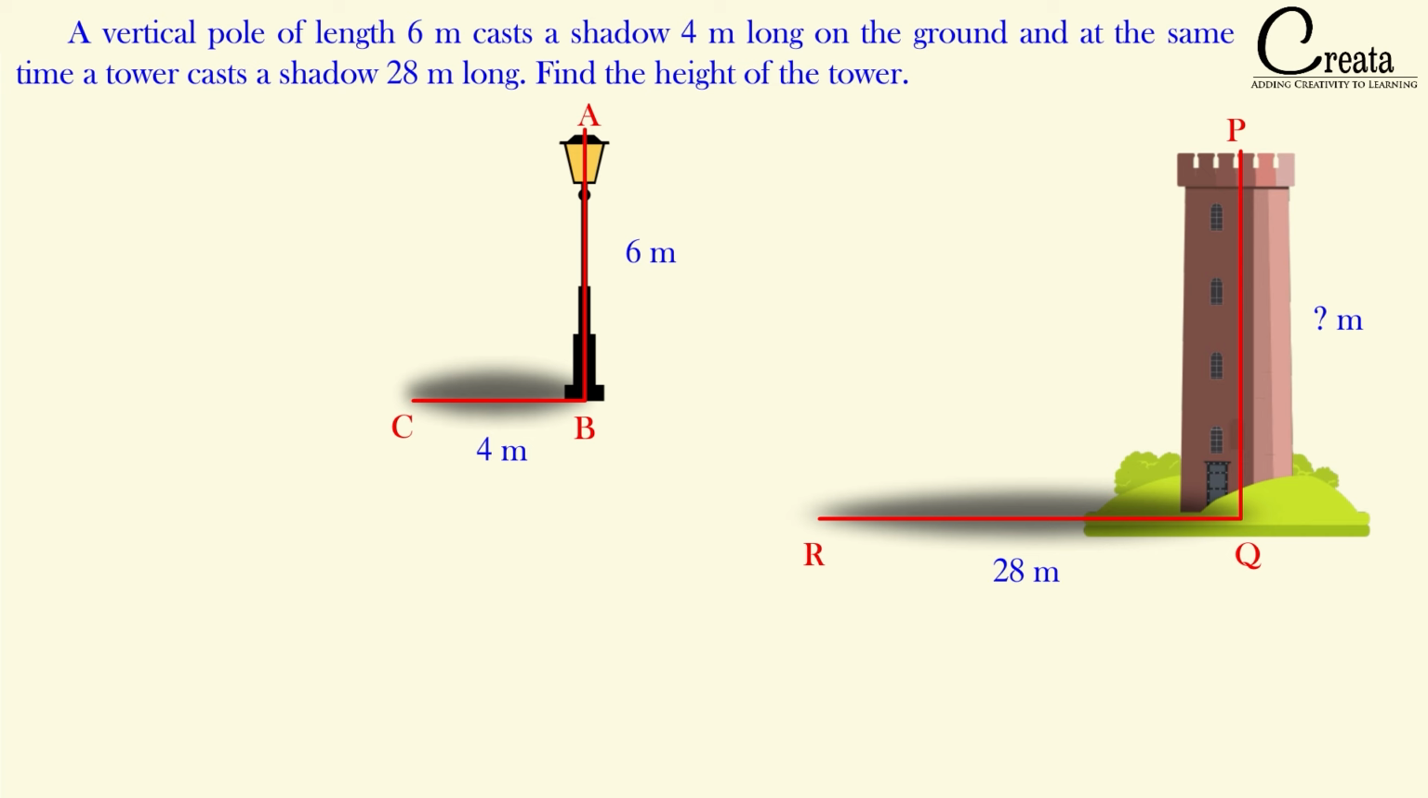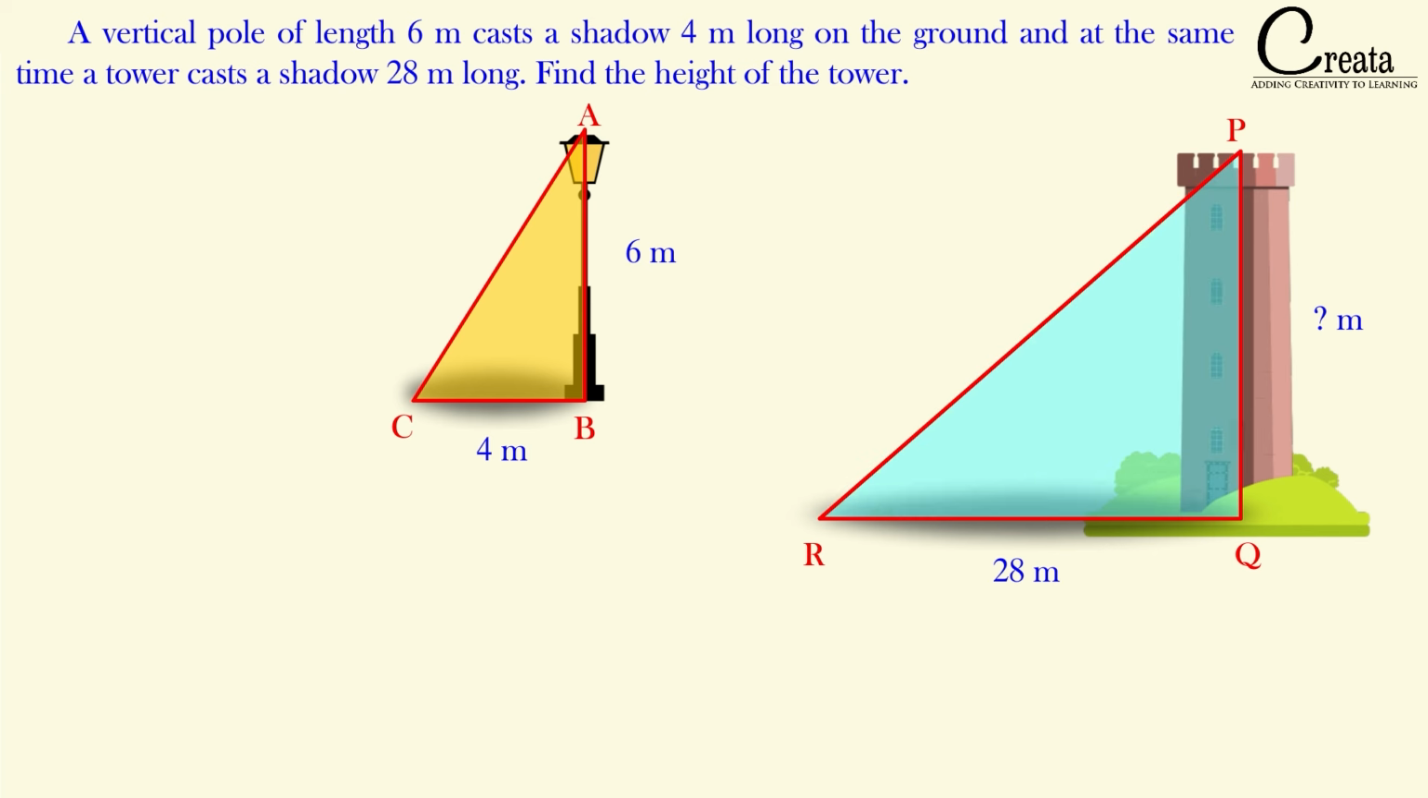Let's join A and C, it will form the triangle ABC. And let's join P and R, we get the triangle PQR. Basically we have converted the practical scenario into two triangles. Here we have the two triangles, ABC and PQR. Here angle B and angle Q will be 90 degrees. The pole and the tower are perpendicular to the ground, so these two angles are 90 degrees.